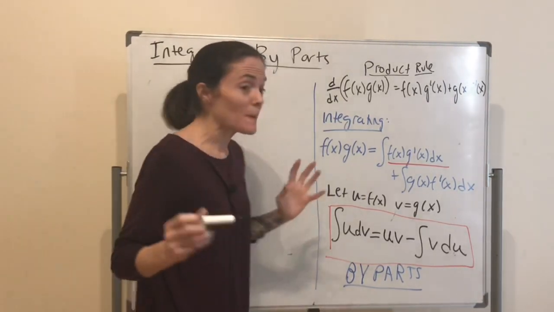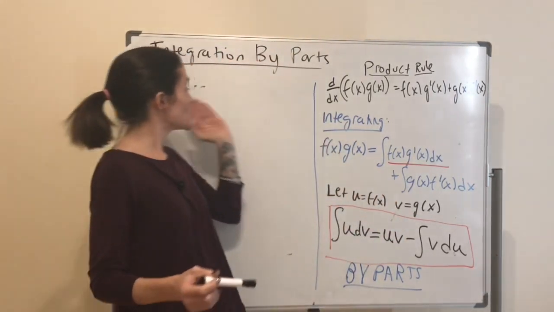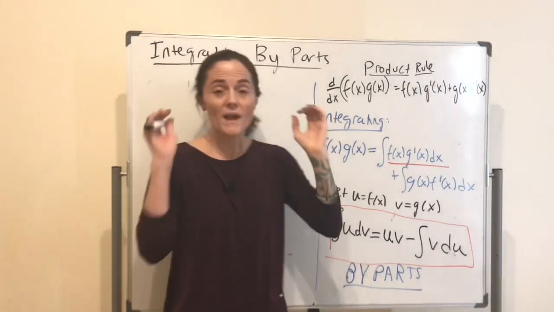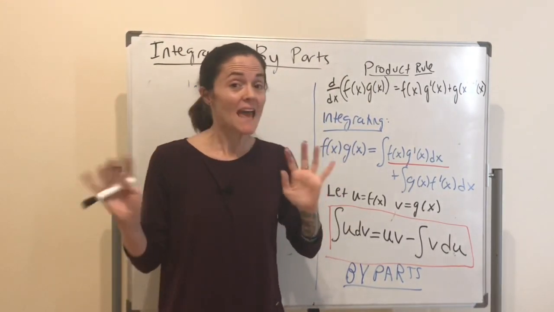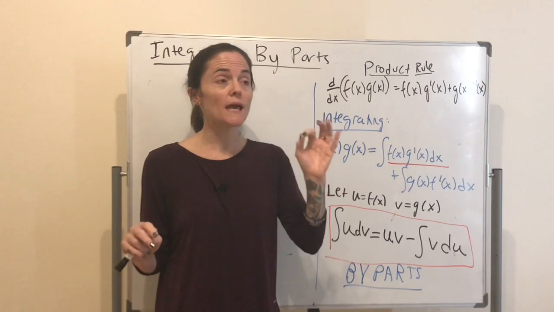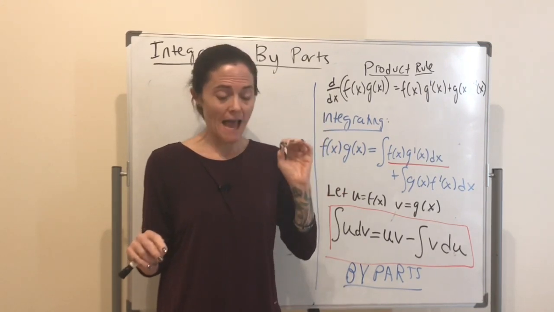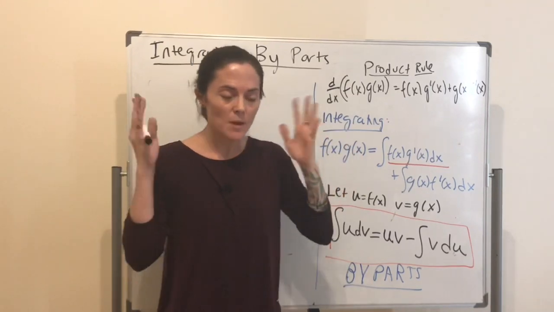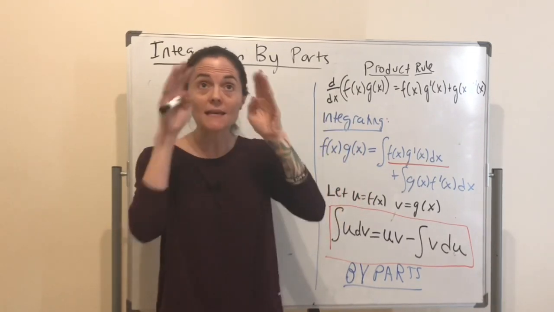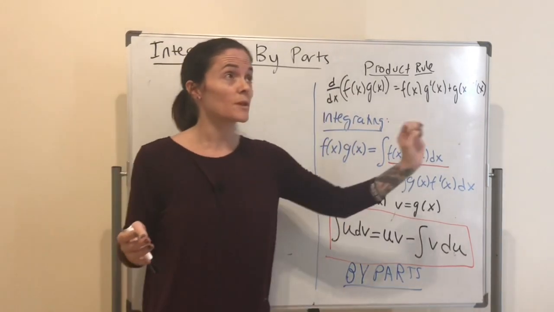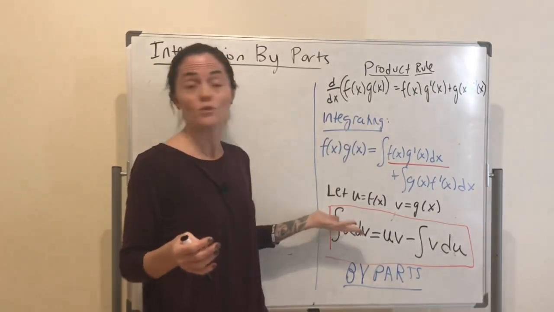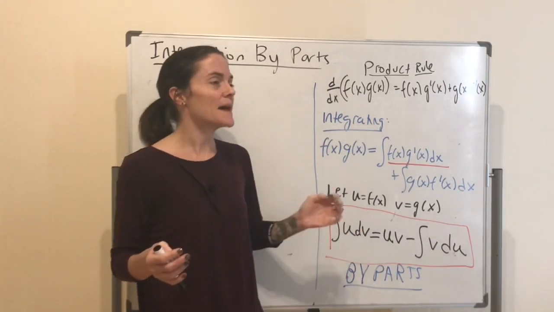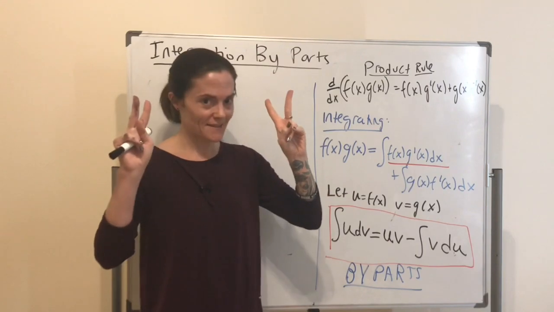But before I do, what do you use by parts for? Just like I erased, when you have a product, but it's not every product. So if you're handed a product, first ask yourself, do you see a substitution? And I mean one that just jumps out at you. You see an inside function, you see a multiple of its derivative. Then don't use by parts. But those were the first two examples we did, right?